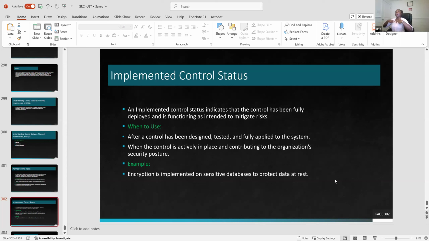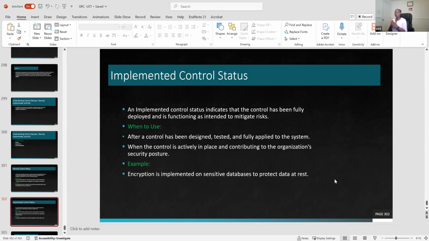Each time they're implemented, you also have to test the control. And that's why they say that it's been designed, tested, and fully applied to the system. Once you've tested those controls and they're working, then you know that control has been implemented, right? For example, encryption is implemented on a sensitive database to protect data at rest. The best form of encryption is Advanced Encryption Standard 256, while for data in transit, you use TLS 1.3, right?